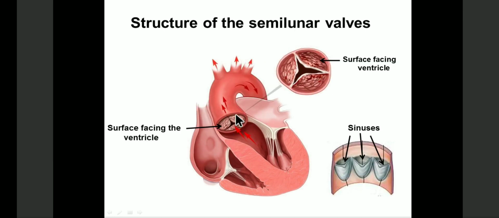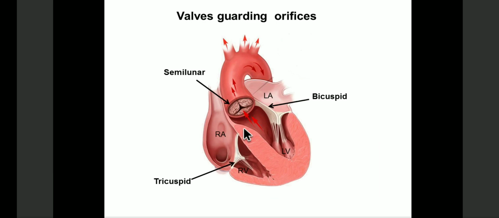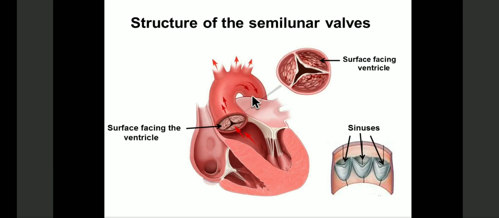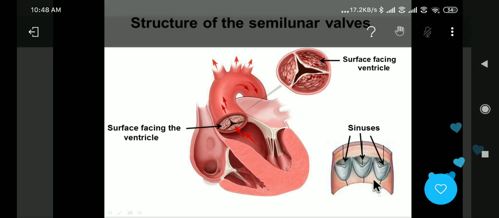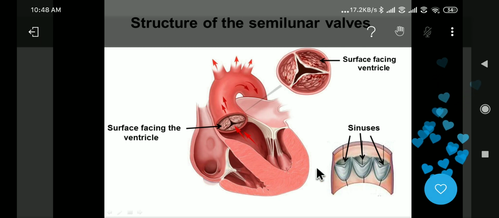What is the structure of these semilunar valves? They have 3 cusps. There is a surface which is facing towards the ventricle, whether it's the pulmonary trunk or the aorta, and there is a surface which is facing towards the vessel wall. The surface facing the ventricle is going to be rough, and the surface facing the vessel wall will have small outpocketings over here.